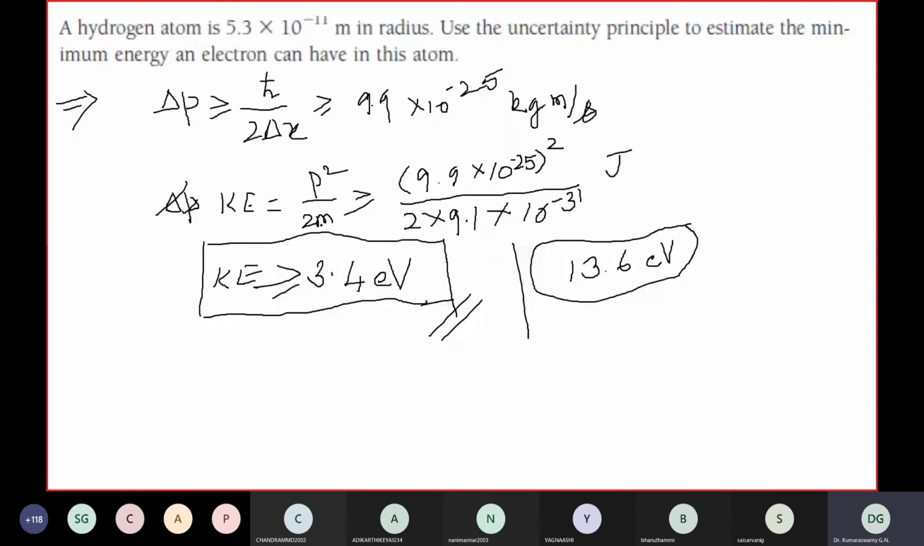Sir, P square by 2m, when should we use these things? How can we know that, sir? Normally it will be given; based on the velocity you should decide. Here it is not given, but as we know the velocity of the electron in a hydrogen atom, we can take it. Otherwise, it should be mentioned here: V is very, very less than C. In that case, you should not use that PC.